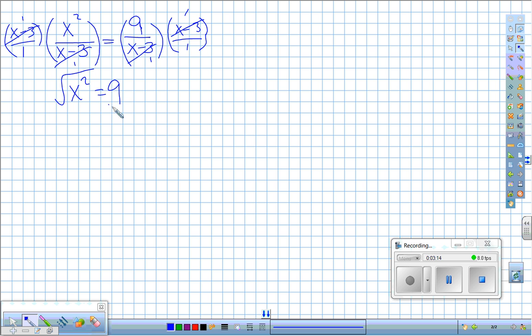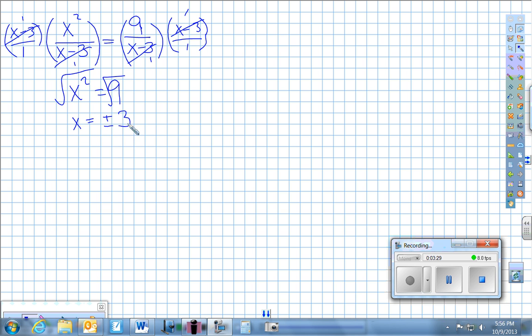I square root that. You know how to solve from here. I have x equals positive and negative square root of 9, which is 3. So those ones are pretty nice to solve. Anytime I have a variable in the bottom, I also need to go back and check my answers. Whenever I check my answers, I have to plug them into the original equation.